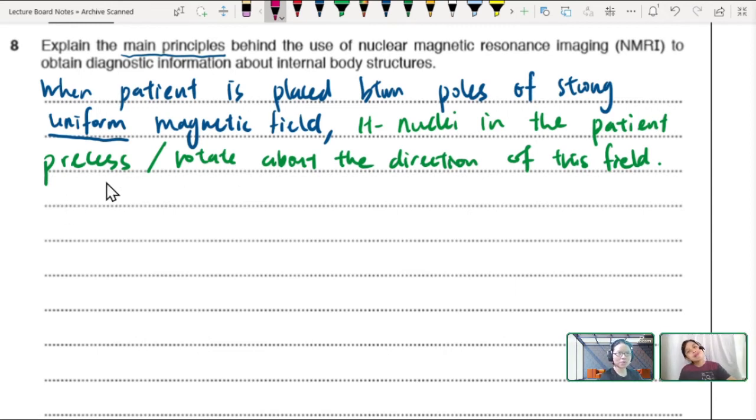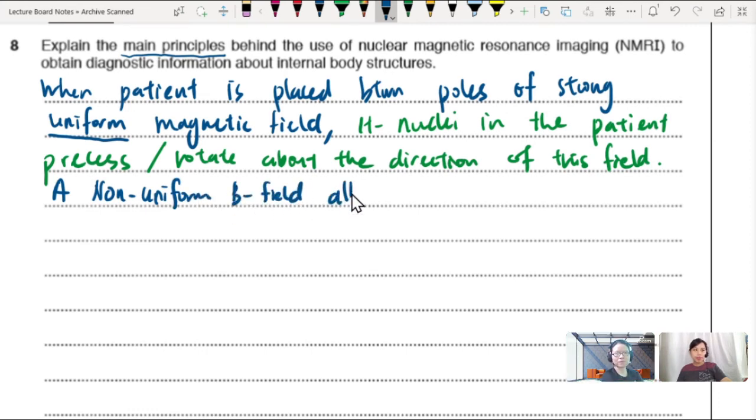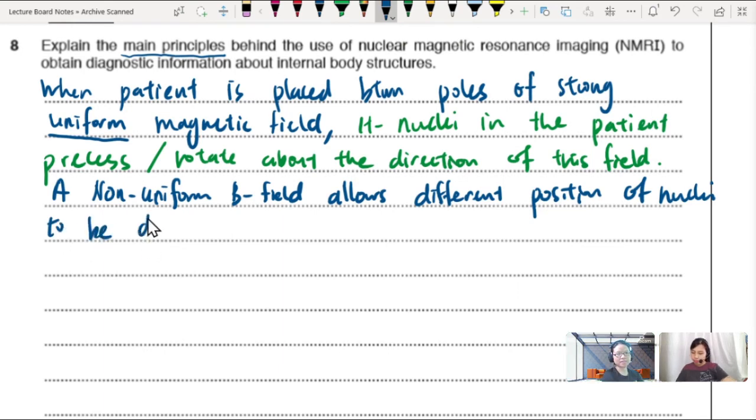You can write about the non-uniform field here also if you want. So we're going to also talk about the non-uniform field. Throw everything in, because we don't know where the exam marks come from, so you just write everything. So a non-uniform magnetic field allows different positions of the nuclei to be detected.